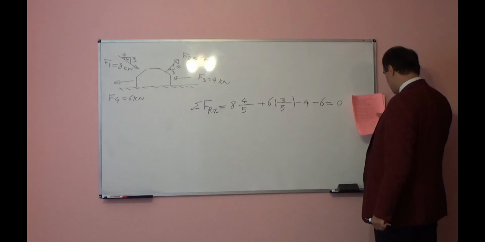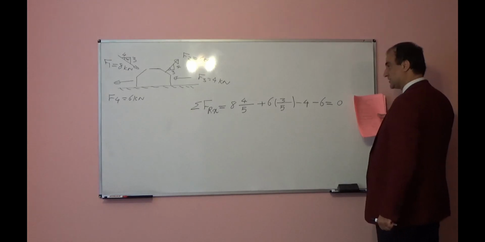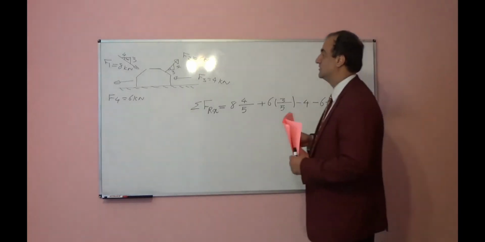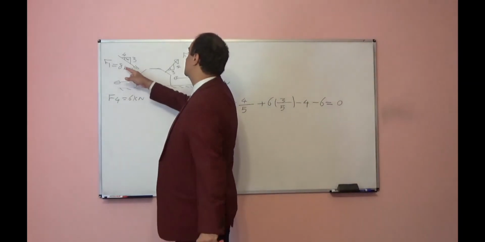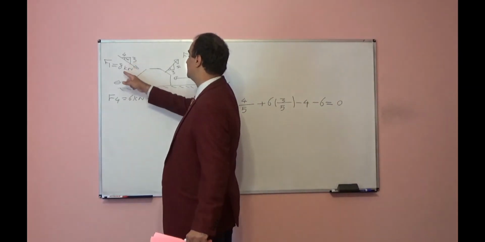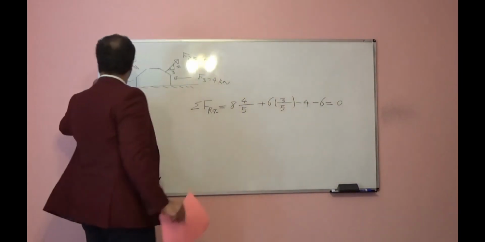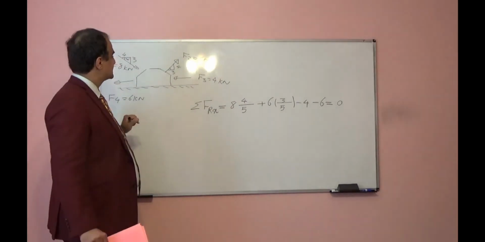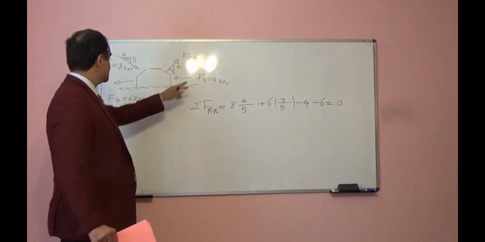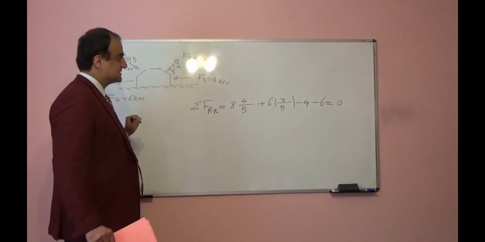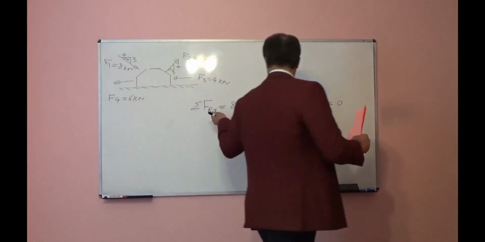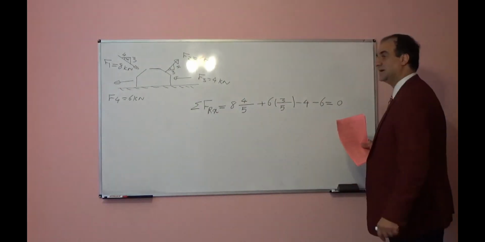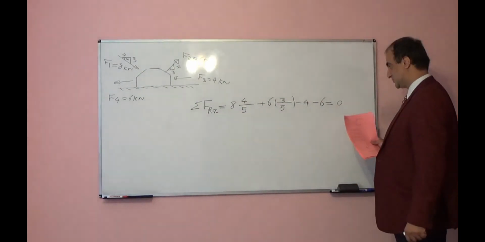So the summation of all forces in the x direction will be equal to 0. F1 cosine of theta, it means 8 times 4 over 5 plus 6 times 3 over 5 minus 4 minus 6 is equal to 0. If you add, you will find it equal to 0.